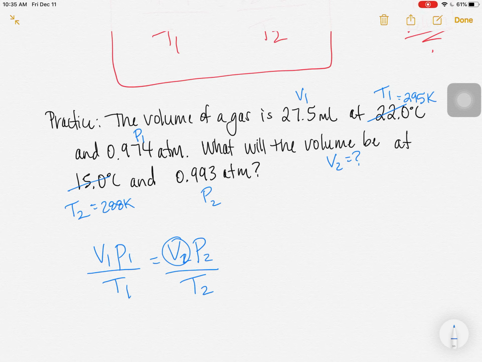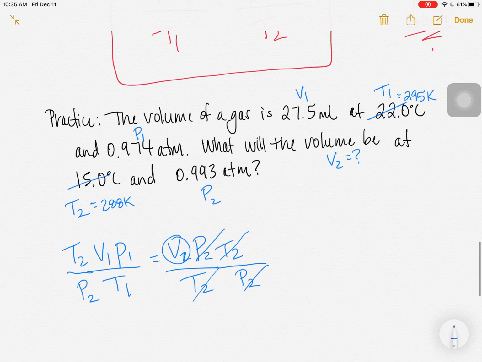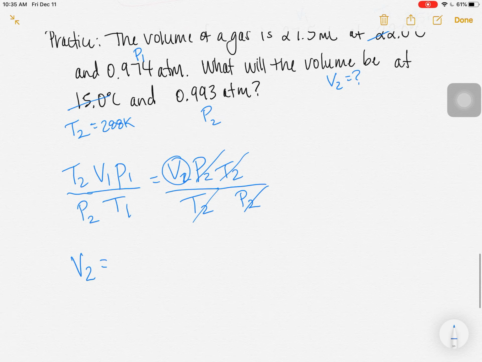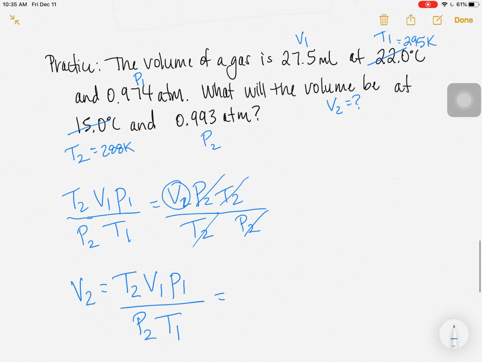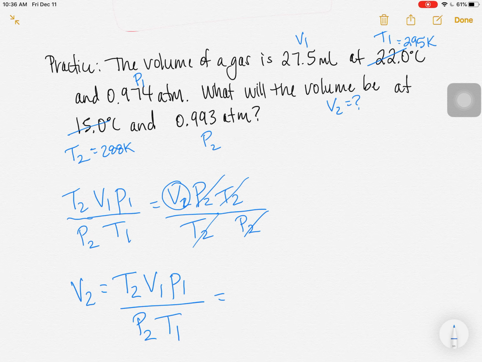And what am I looking for? V2. So I need to get rid of P2 and T2. To get rid of P2, I would divide both sides. To get rid of T2, I would multiply both sides. And so my new formula, V2 equals T2 V1 P1 over P2 T1. This is a mouthful. And again, if you have everything labeled, all you have to do is plug everything in where it goes, being careful not to mix your 1s and your 2s.